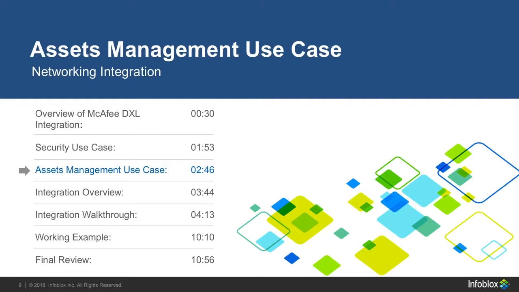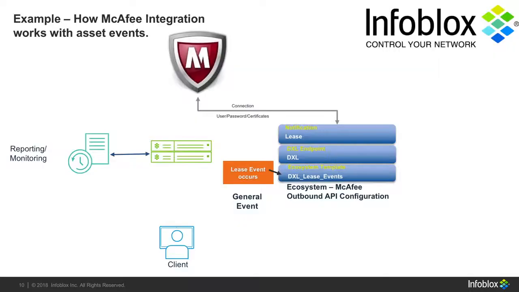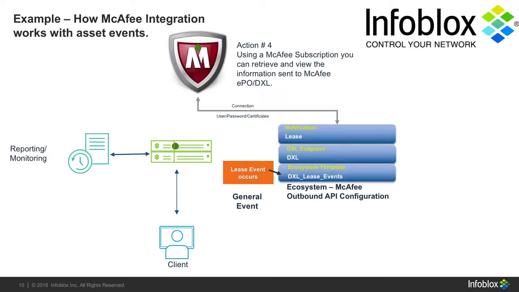Now let's look at our second use case. In this case, we'll look at a general event that can occur on your network. First, the client sends a discovery request to connect to the internet. Second, Infoblox accepts the request and gives the client a lease to use its services. Third, a new lease triggers Infoblox's ecosystem and sends information to McAfee DXL. Finally, using McAfee subscriptions, you can retrieve and view the information about the lease that was just handed out.